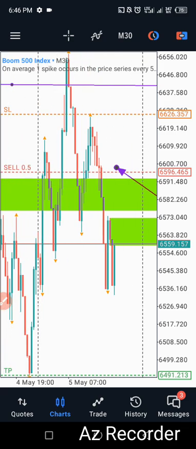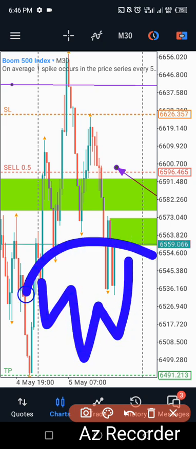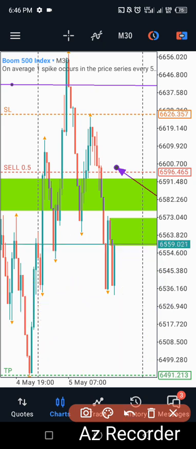Remember, this is a head and shoulder pattern, so the other case is the inverted head and shoulder. This is the inverted head and shoulder pattern.